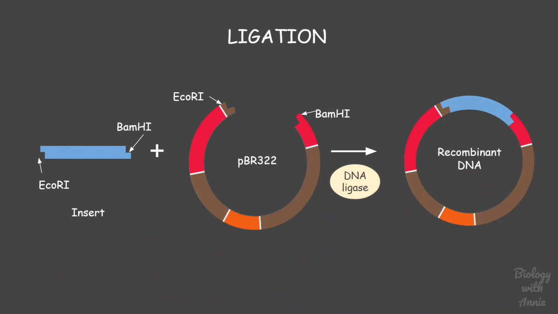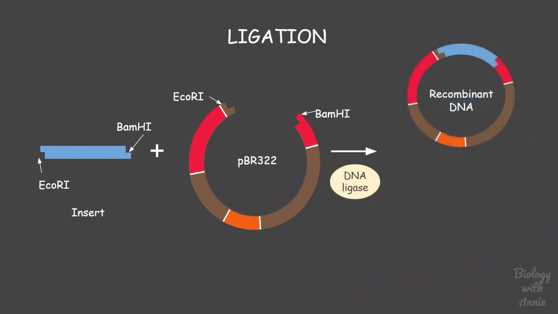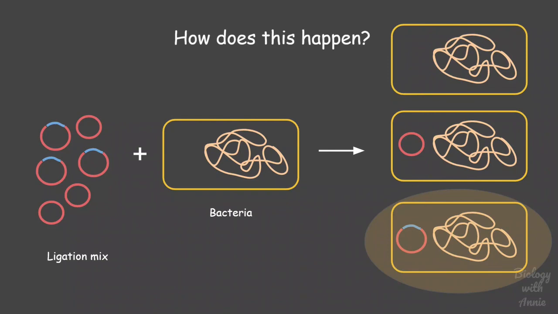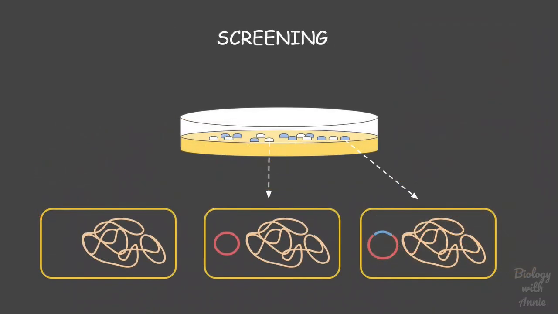Now, you need to understand that not all vectors will recombine with the inserts. There is a chance that the vectors could self-ligate despite the non-complementary sticky ends. This is where the selectable markers come into the picture. Once the plasmid is transferred into the bacterial cell, the ampicillin and tetracycline resistance genes help us to identify the bacterial colony which has the recombinant DNA molecule. I'll be explaining how the plasmid is transferred into the bacterial cell and how to screen for the correct bacterial colony in the next video.